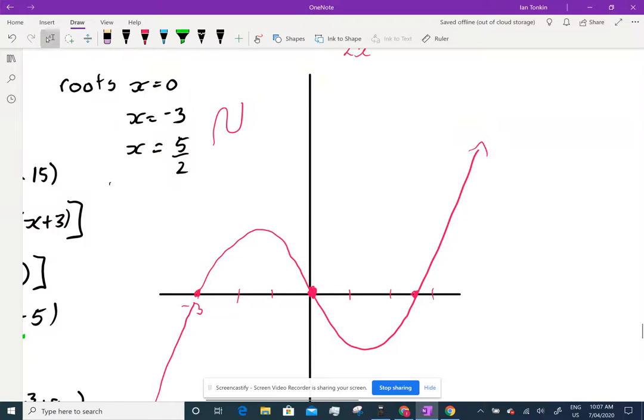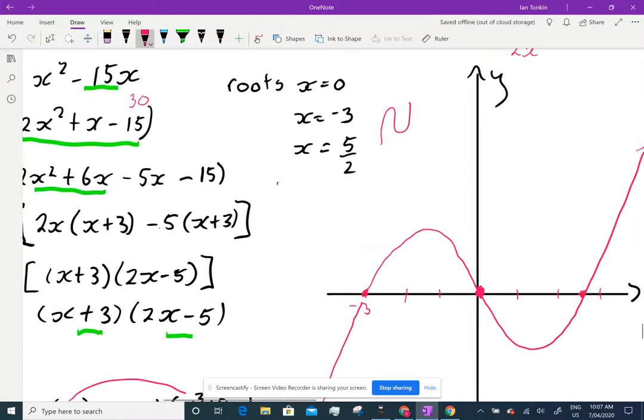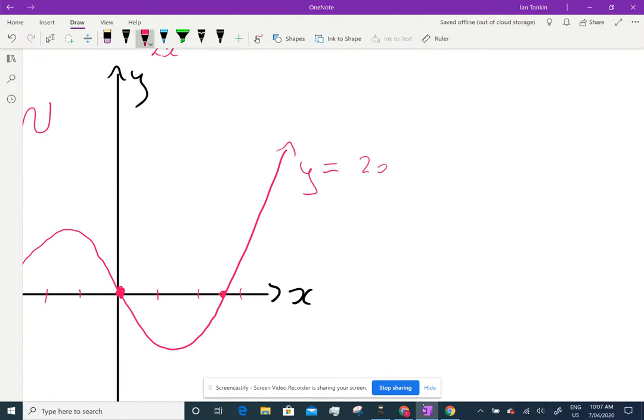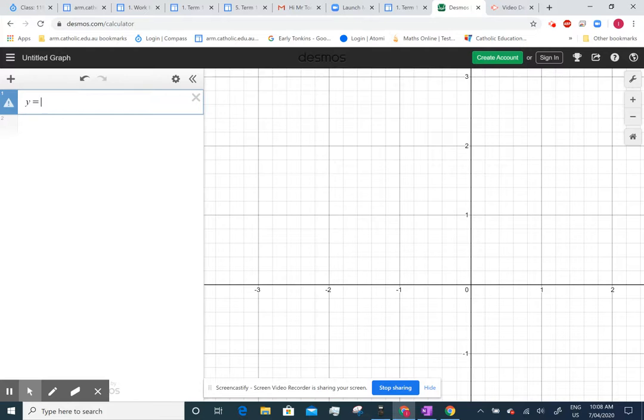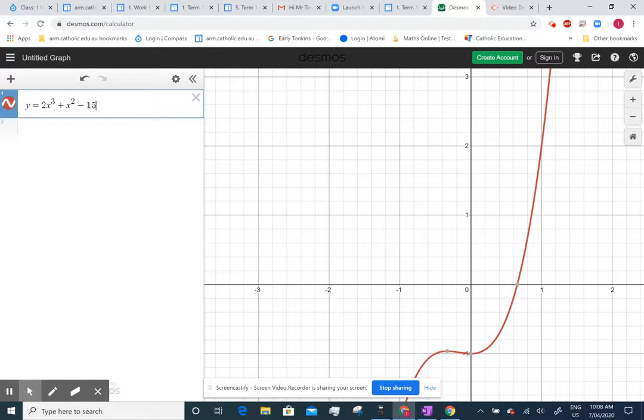Label your axes: y, x. Label your graph: y equals, what was it? 2x cubed plus x squared minus 15x. Double check on Desmos. Y equals 2x cubed plus x squared minus 15x.